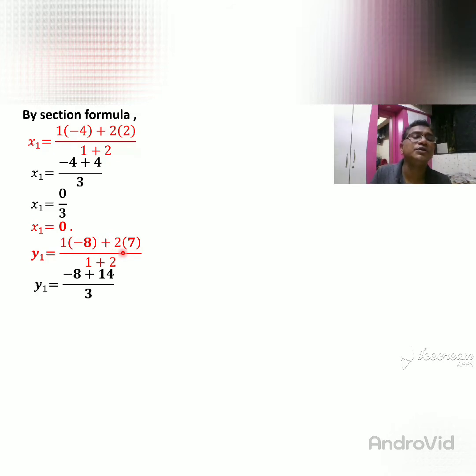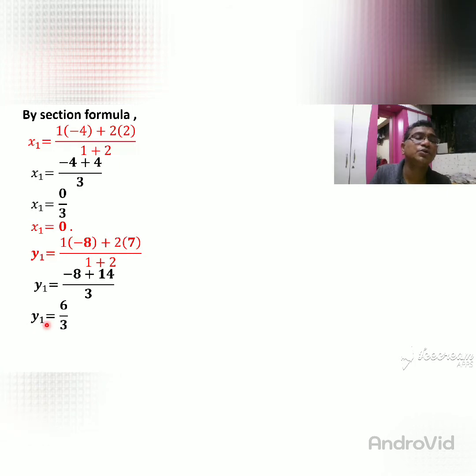So here you are getting minus 8. Do you understand how you get minus 8? Because minus 8 is multiplied by 1, so you are getting minus 8. 2 into 7, what do you get? 14, so you are getting plus 14. 14 is positive, 8 is negative, the sign is not the same, subtract 14 minus 8, what remains is 6 upon 3. So y1 is equal to 6 upon 3.